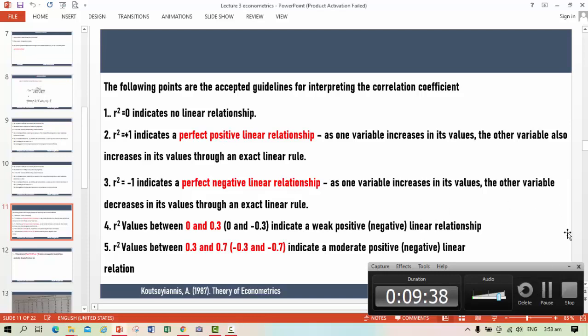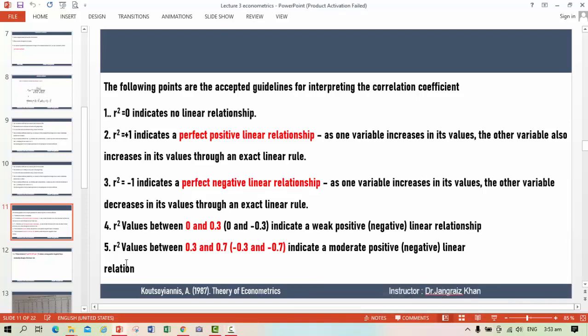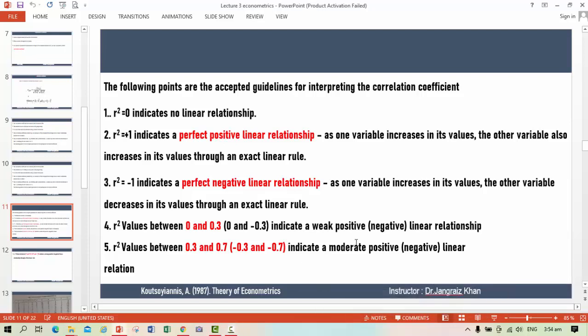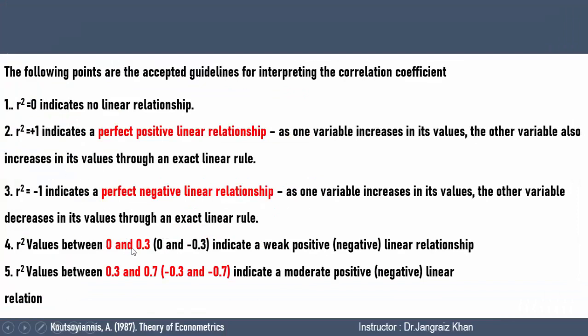Similarly, if r square lies between 0 and 0.3, it is a weak positive correlation, and if it is between 0 and -0.3, it is weak negative correlation.